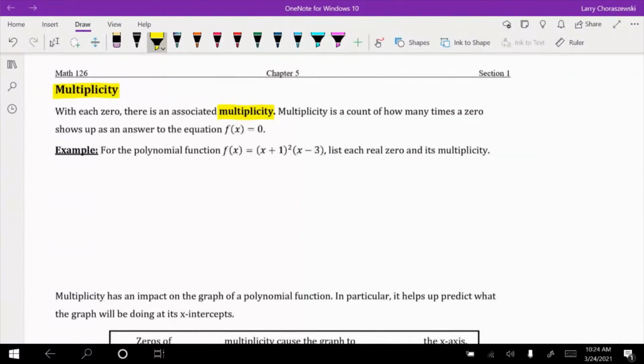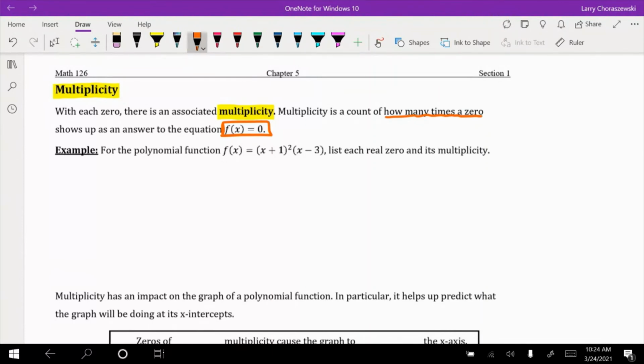And in simple terms, multiplicity essentially just keeps track of how many times a zero shows up as an answer to this equation, which is an equation that we saw in that ring of results. And to shed some light on this, here's that polynomial function again, which we already found the zeros of, but we kind of did that mentally. I'd like to show you how to do it algebraically.